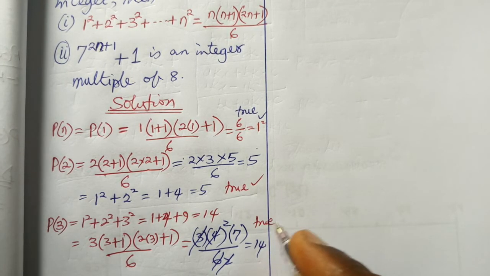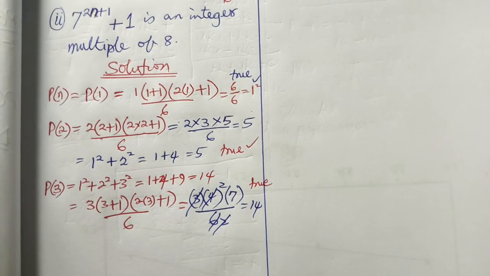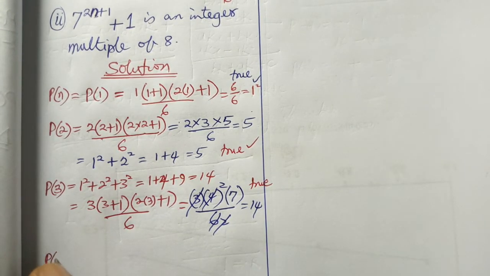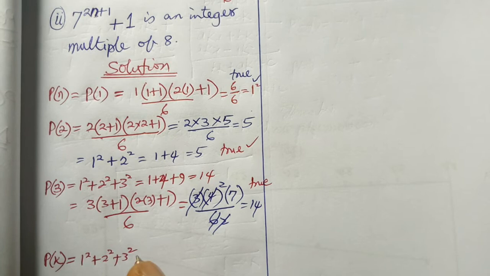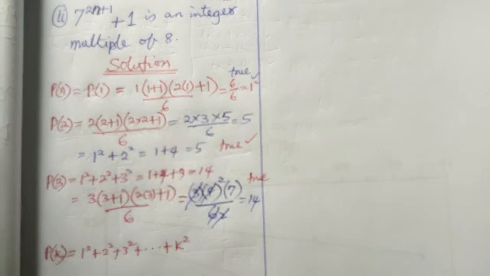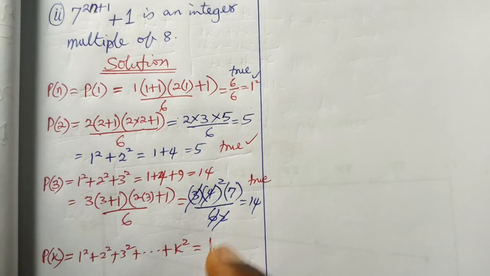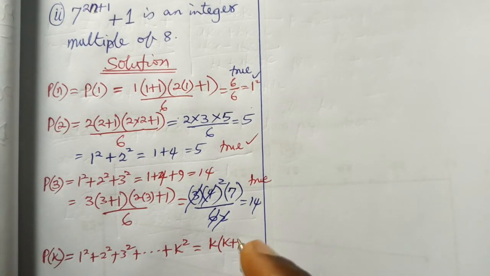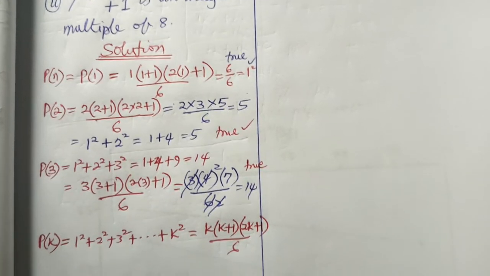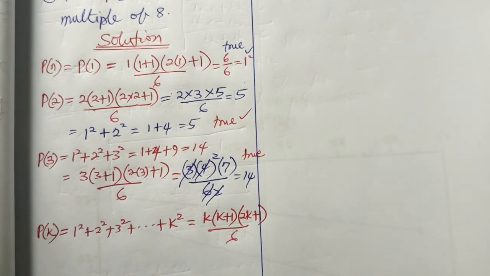So it's also true. That means we can assume that our P of k, if we put k there as any number k, is equal to 1 squared plus 2 squared plus 3 squared plus and so on plus k squared, which will give us k into k plus 1 into 2k plus 1 over 6. That should be true. We assume it to be true.